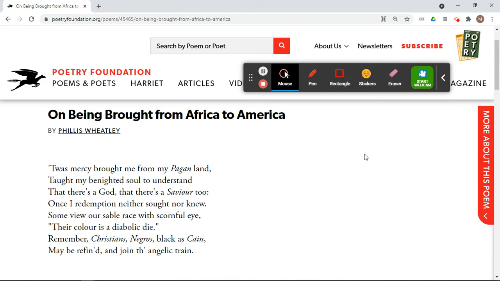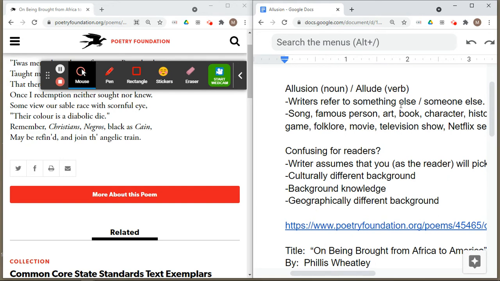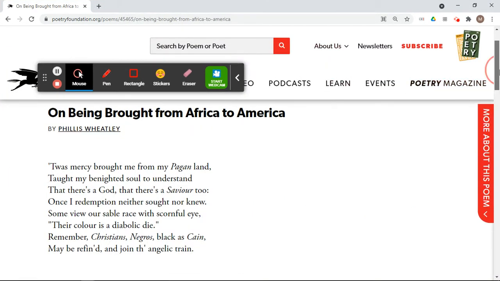So we're looking for allusion, and it's when the writer is referring to something or someone else. It requires you to have the background knowledge to pick up on who or what that is referring to. So I want to give you a moment to think about that. Again, a writer referring to something else or someone else: a song, a famous person, art, a book, a character, history, a historical figure, a historical event, a video game, folklore, a movie, a television show, the Bible, a Netflix series, mythology, and I can go on and on and on. So thinking about that, what would you identify for an allusion?